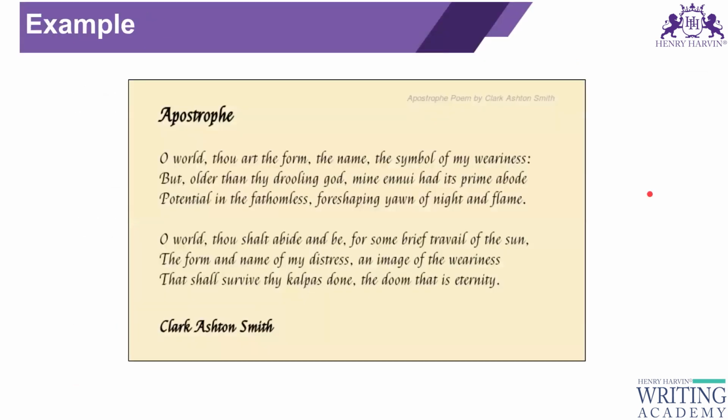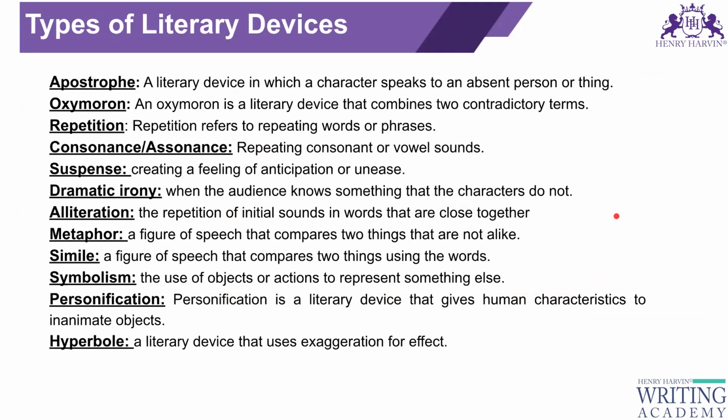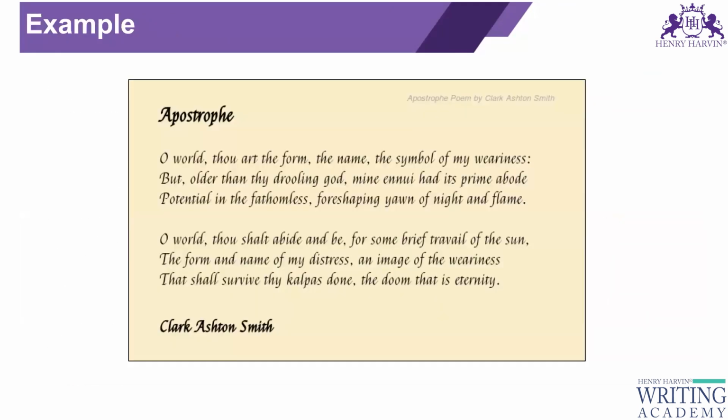Any doubt here? Apostrophe is there, here's the example. A world, thou art the form, the name, the symbol of my weariness, but older than my drooling god, mine, Enu, had its prime abode, potential in the fathomless, foreshaping yawn of night and flame. This is your apostrophe, where you are trying to talk about things that are not there in the story or in the poem.